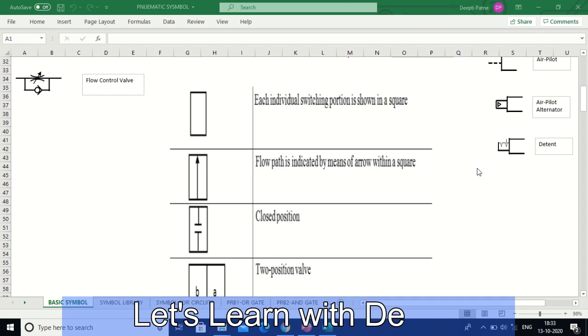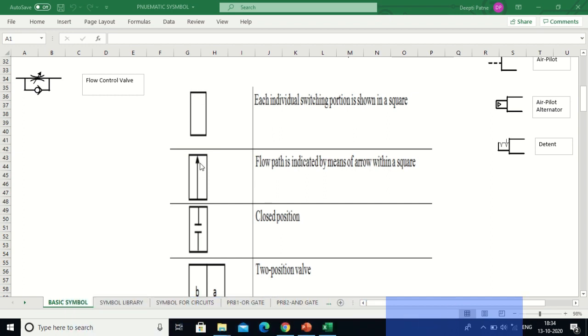So this is an Excel sheet. After learning the single-sided and double-sided cylinders, let's see what symbols are involved. Over here, the switching position is indicated by a box. An arrow inside the box indicates the flow. If the arrow is downward, that means the flow is from up to down. This is indicating the closed position.